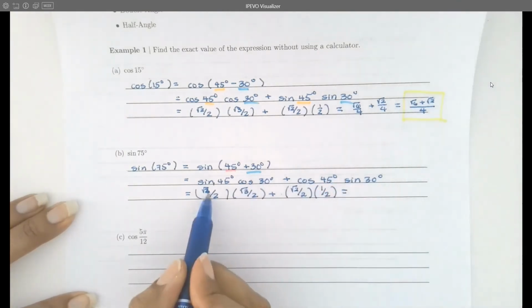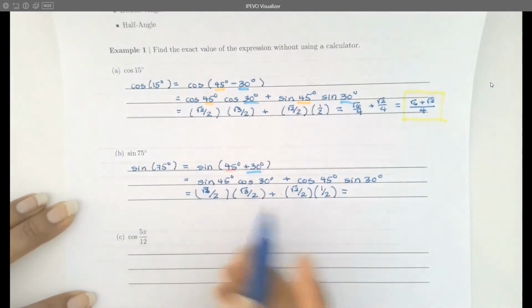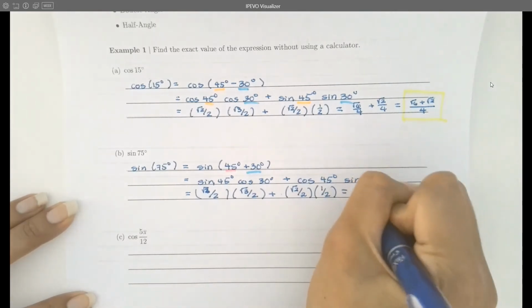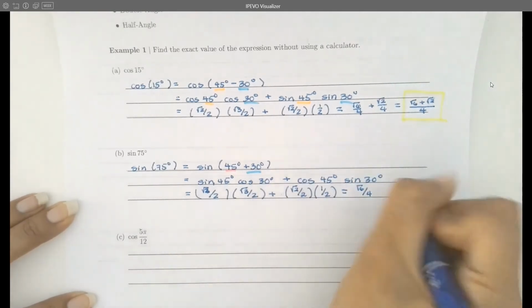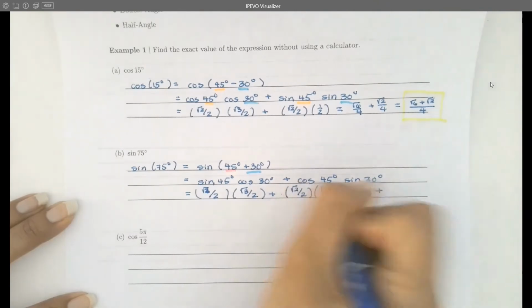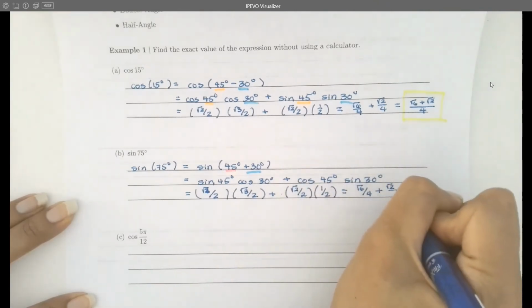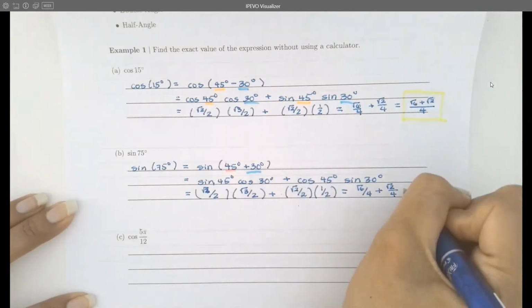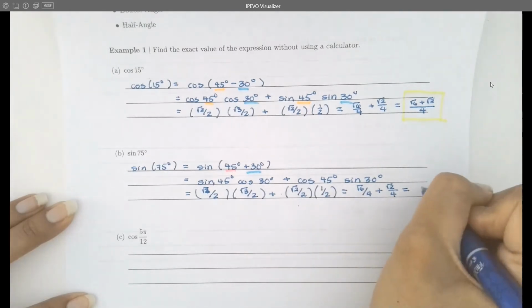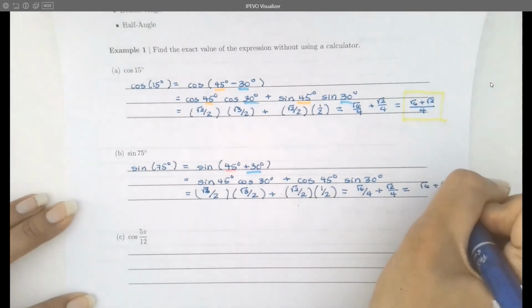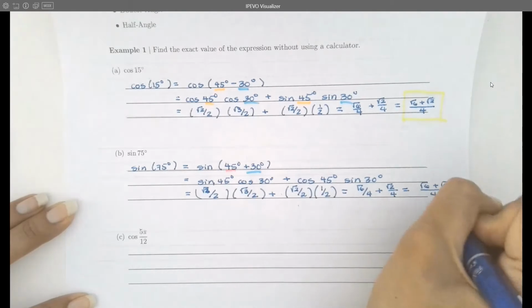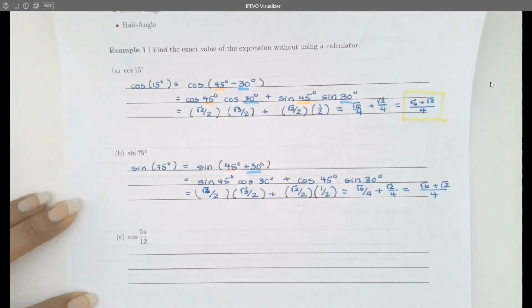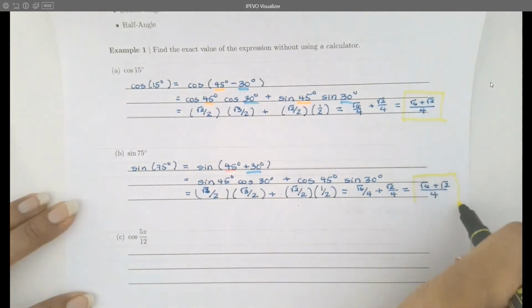So in the end, we're going to have a square root of 2 times the square root of 3, which is a square root of 6, over a 2 times a 2, that's a 4. And then this is a square root of 2 times 1 over a 2 times 2, which is 4. So we end up getting the same answer, which might seem a little suspicious to us. We can always double check on the calculator. So let's go ahead and do that.